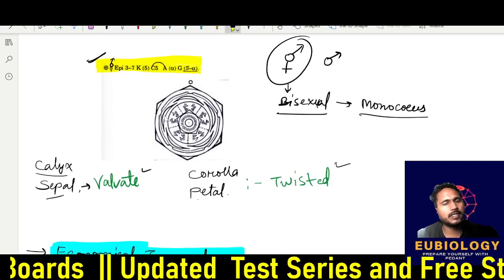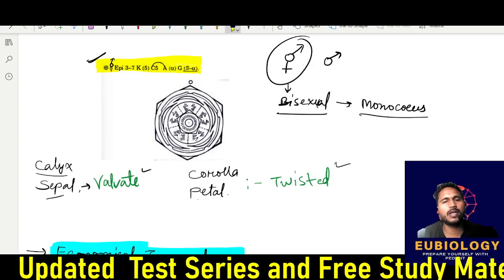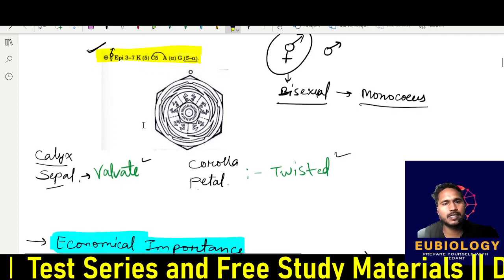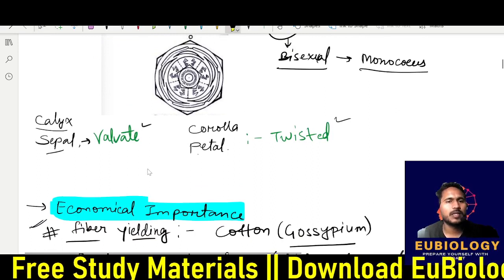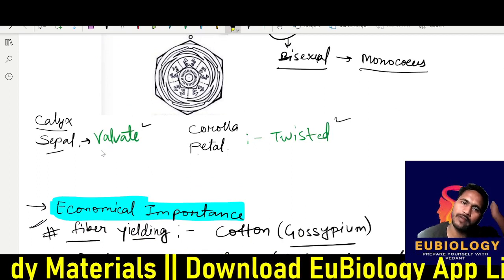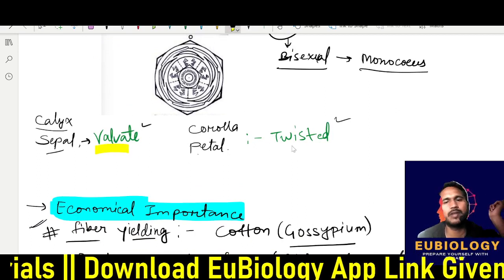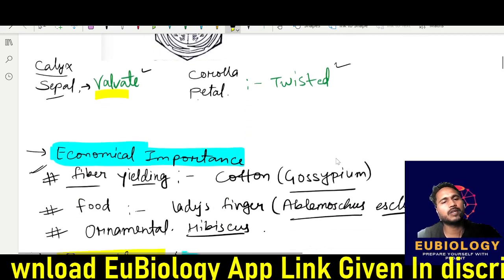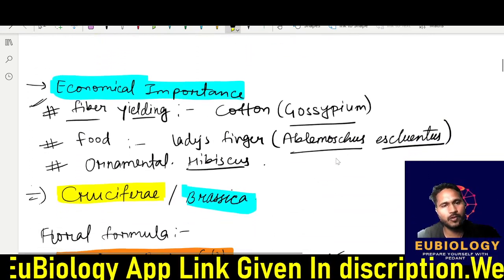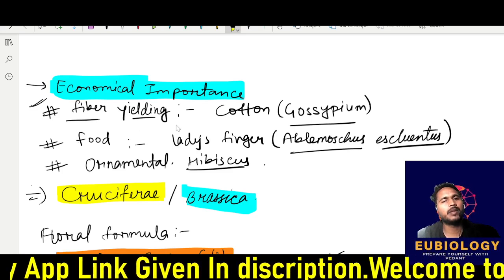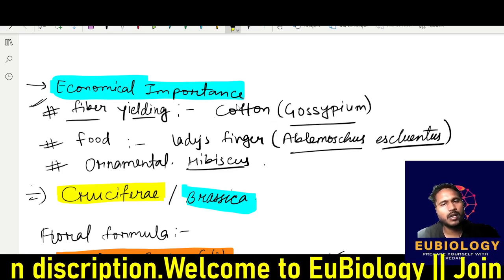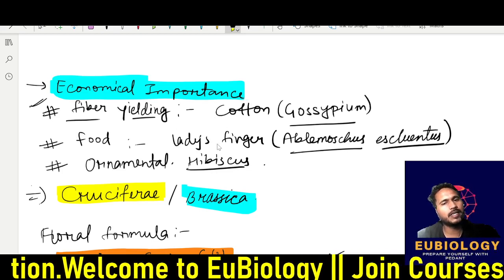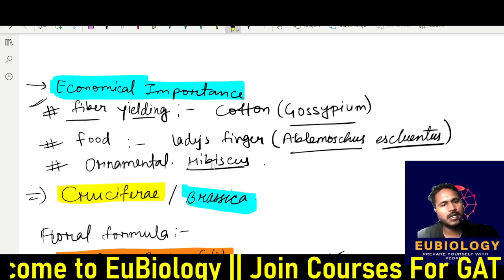They will not ask you to draw the floral formula, but they can ask which family this floral formula belongs to. The sepals have valvate aestivation, and the corolla has twisted aestivation. Economic importance can be fiber yielding, food, or ornamental. The fiber yielding plant in the Malvaceae family is cotton, for food it is ladies finger, and ornamental is hibiscus. Okay.